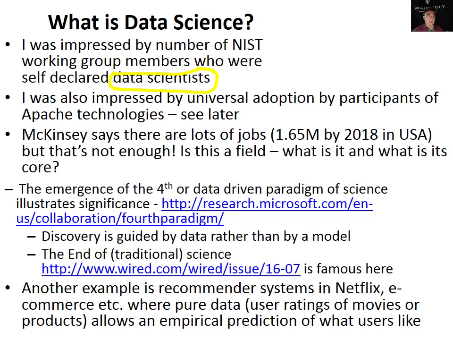Another important feature, which came not just from this working group but from other activities I was involved in, was that I was very impressed by the universal adoption of the Apache Big Data Stack. And that comes from this time, 2013.